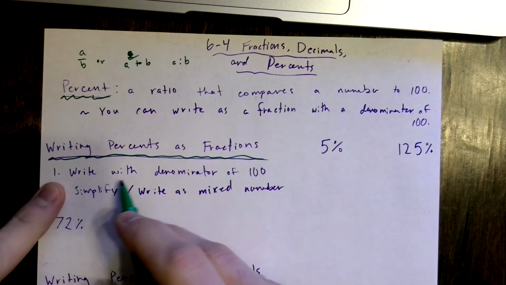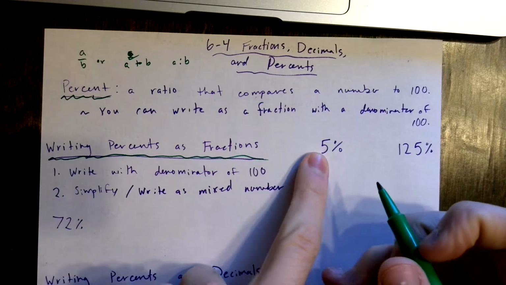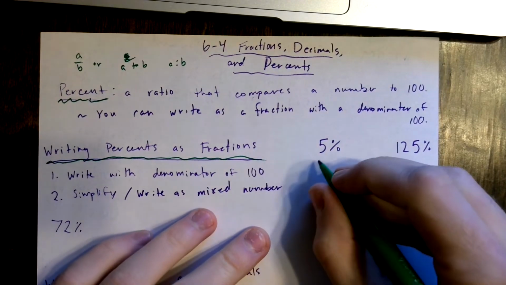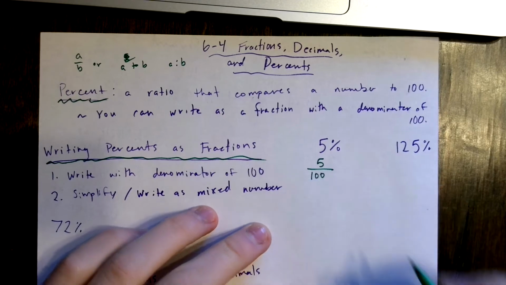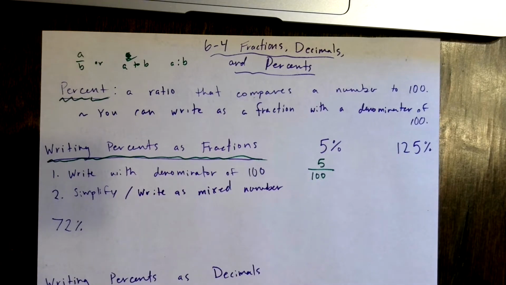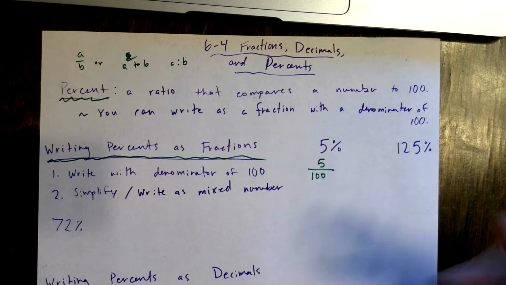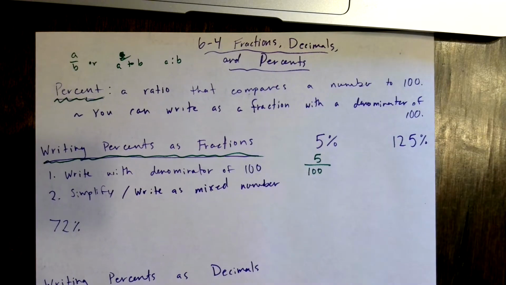The first one is to write with the denominator of 100. So let's take a look at my first one here. I have 5%. I'm going to write this as 5 out of 100. When we're talking about percentages, they can be anywhere from 0 to 100. They can even go over 100. But for the most part, you're going to be dealing with 0 to 100.